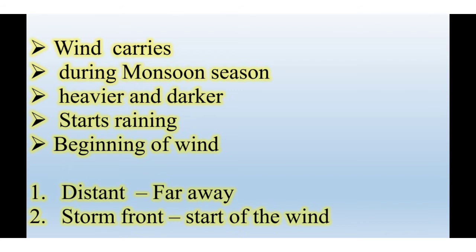So, children, during the monsoon season, when we look up at the sky, what do we see? Yes, we see the clouds. What it does, it moves along the wind. And when it starts moving, it starts becoming heavier and darker. We see, right? So when it is about to rain, we see that the cloud becomes heavy and dark. And then we say that it will start raining, right?